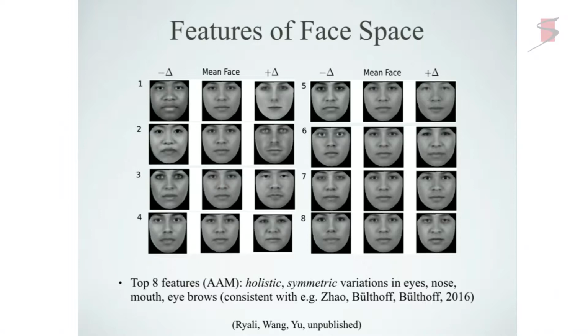And if you look at this, you might notice that the synthetic faces generated along all of these featural dimensions appear to be holistic and symmetric with variations in eyes, nose, mouth, and eyebrows. Not so it's part-based, right? It's very holistic. And it's consistent with a large number of studies showing that human face processing is largely holistic, not part-based.